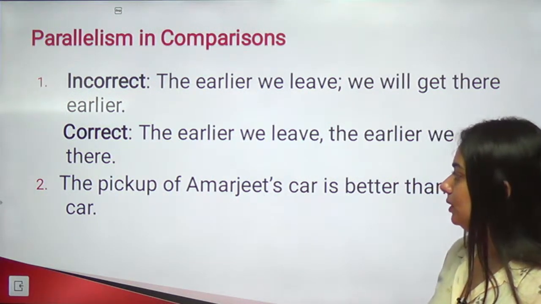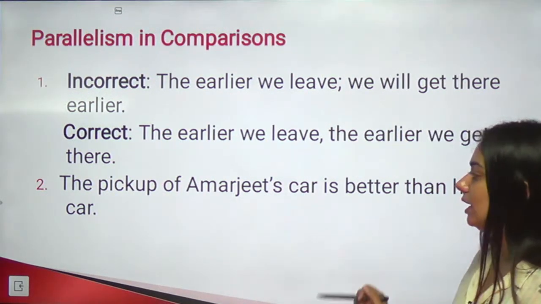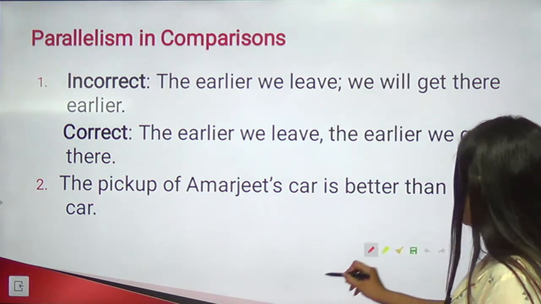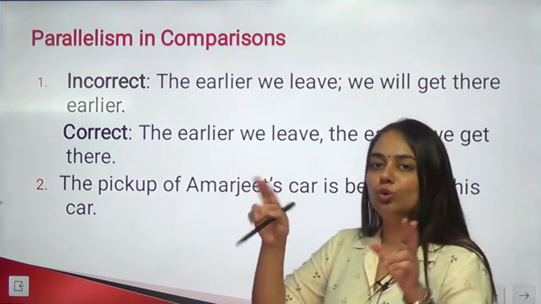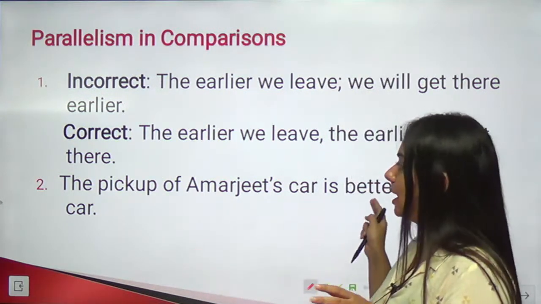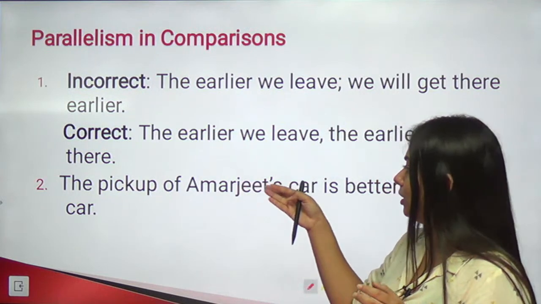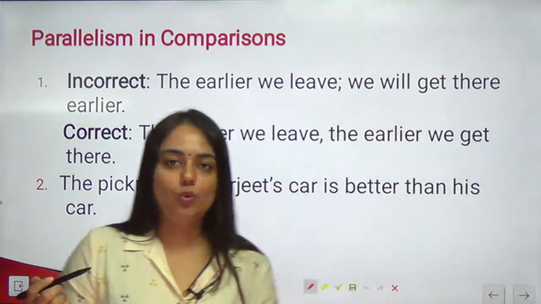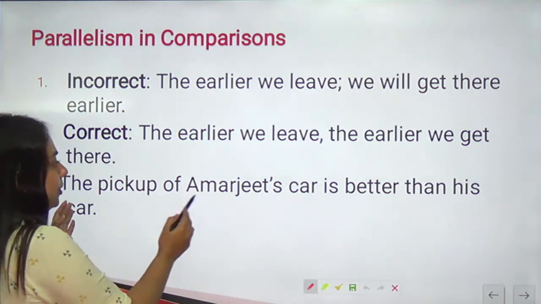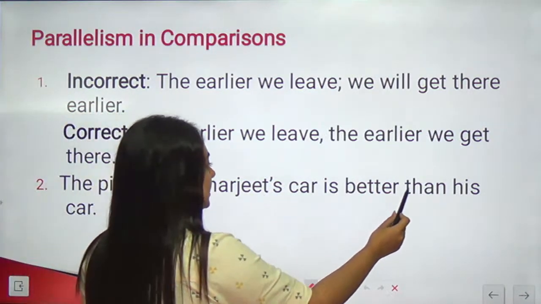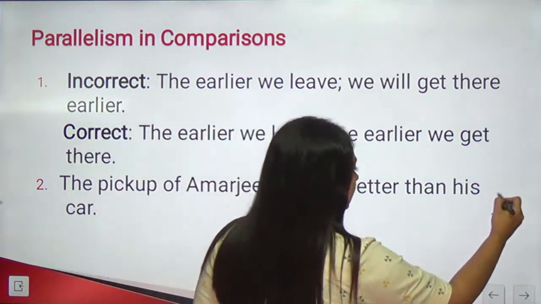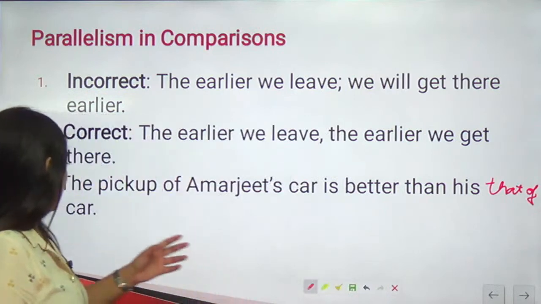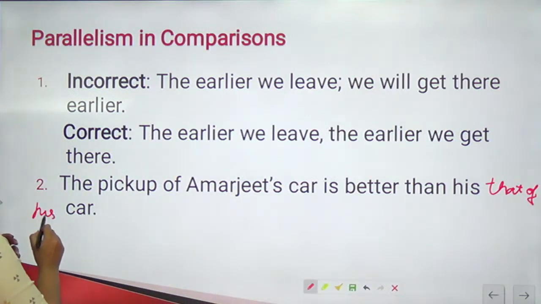Okay, next example. The pickup of Amarjeet's car is better than his car. What is the problem here? You are comparing two things: you are comparing the pickup of two cars. But this sentence sounds as if we are comparing the pickup to Amarjeet's car. Doesn't make sense, right? So what do we do here? The pickup of Amarjeet's car is better than that of his car.